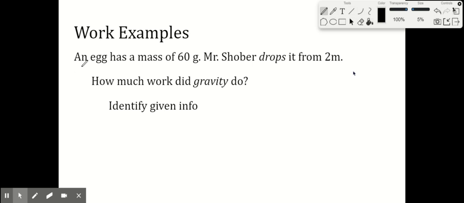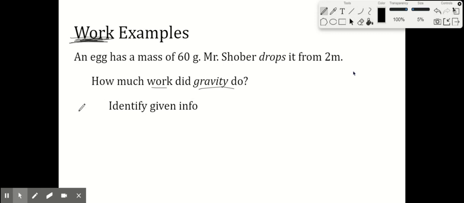Okay, so this is an example based on something we did in class, so hopefully it's familiar. We have an egg with a mass of 60 grams, and I'm going to drop it from 2 meters. We want to know how much work did gravity do. So I underlined these 2 words because they are going to give us some clues in what direction we should be thinking about.